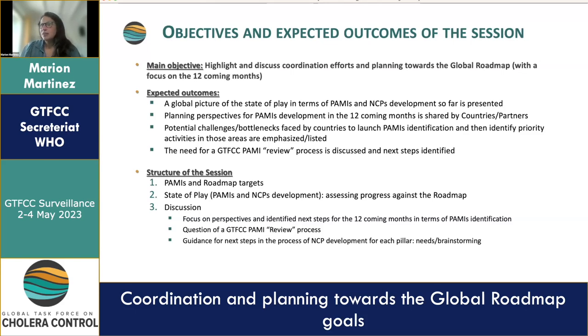The main objective of the session, as you can see on the slide, is to highlight and discuss how we coordinate efforts and how we plan towards global roadmap targets, with a focus more specifically for this session on the coming 12 months. I've tried to put on these slides the expected outcomes and how we're going to organize the discussion today to reach these outcomes. Basically, I've identified four main outcomes.